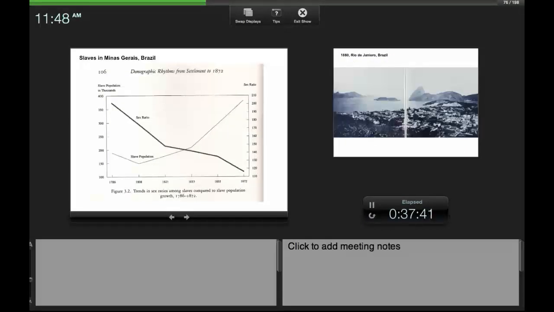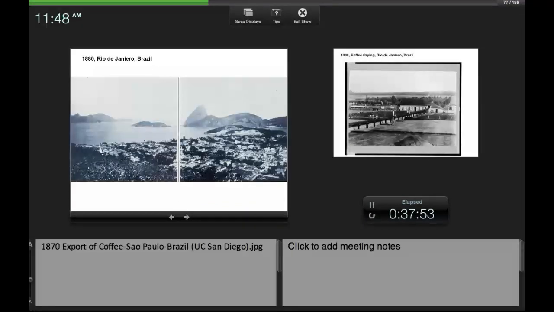And they begin to import more females so that they can breed. So you can see the slave population begins to decline when the gold runs out, and then as coffee takes over, it explodes. It is because of Minas Gerais that the capital is moved from Salvador to Rio de Janeiro, because that is a source of Brazil's wealth.